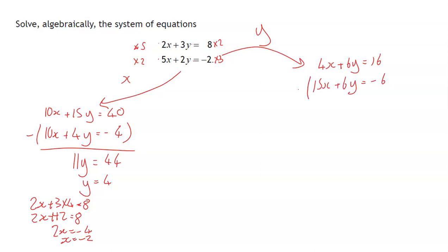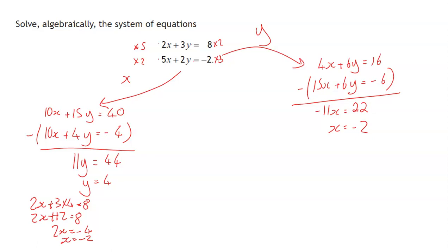So now, again, treat it exactly like a chimney sum. I'm going to subtract to get rid of the y's because they're both the same sign. If they were different signs, I'd add them. Doing that, I get 4x take away 15, I get negative 11x. 6y take away 6y, that vanishes. And I get 16 minus 6, which gives me 22. So negative 11x equals 22. X is equal to negative 2.